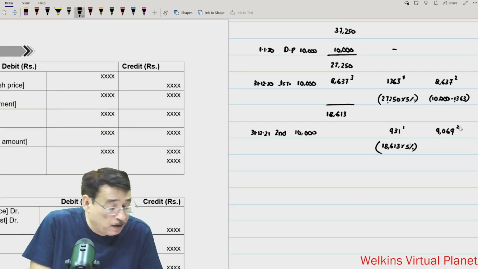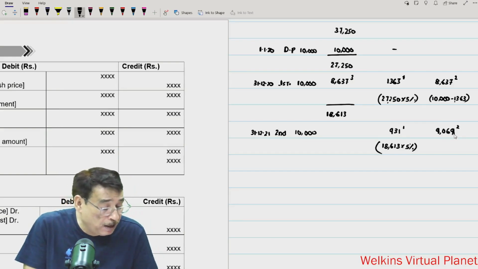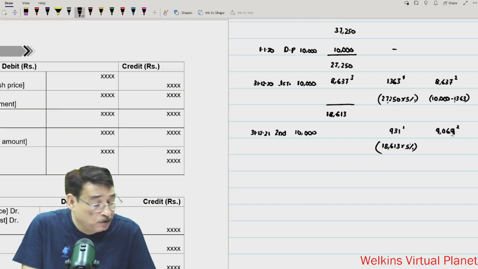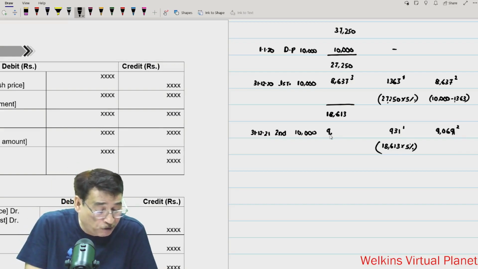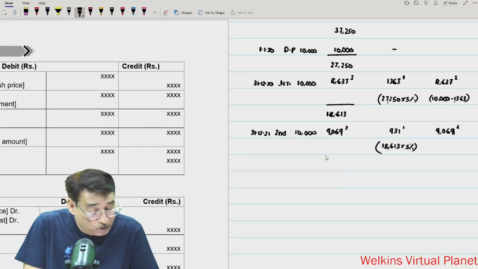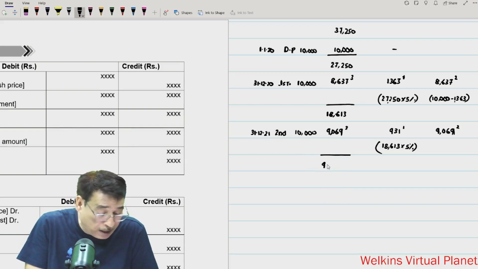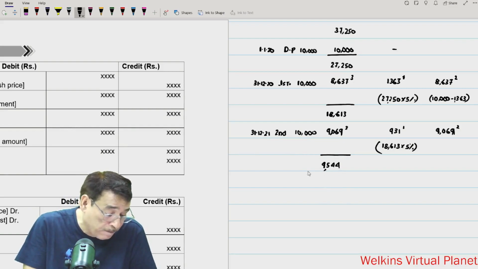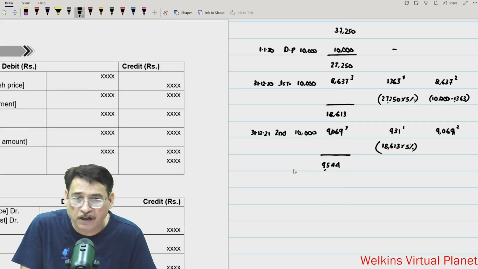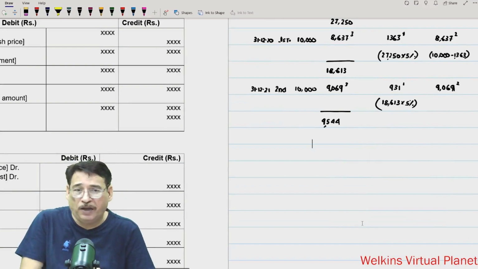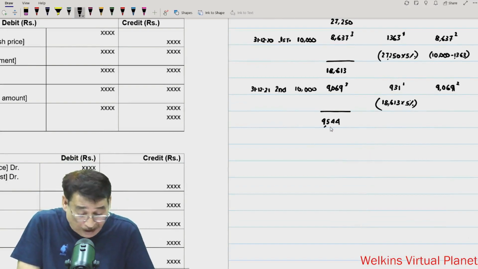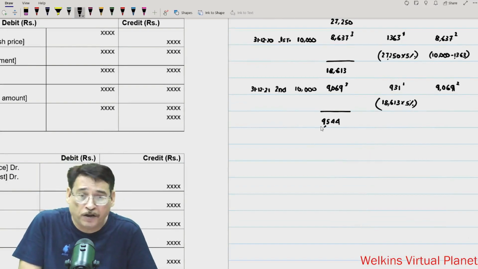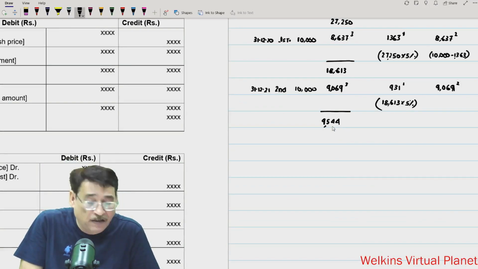That will tell me the portion which I have paid against the cash price. So this portion, 9,069, I am going to subtract from here. Is it clear to you or not? So what is the balance now? I will subtract it. The balance will be equal to 9,544. Clear? Now this is your balance.